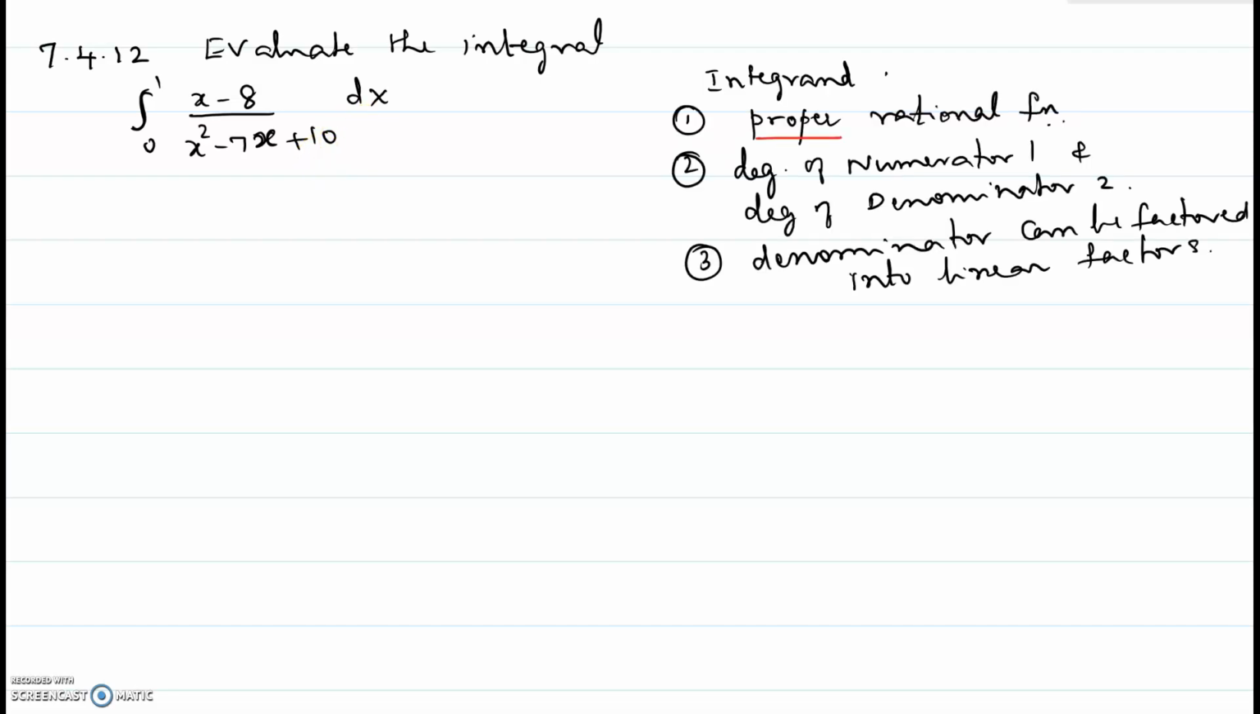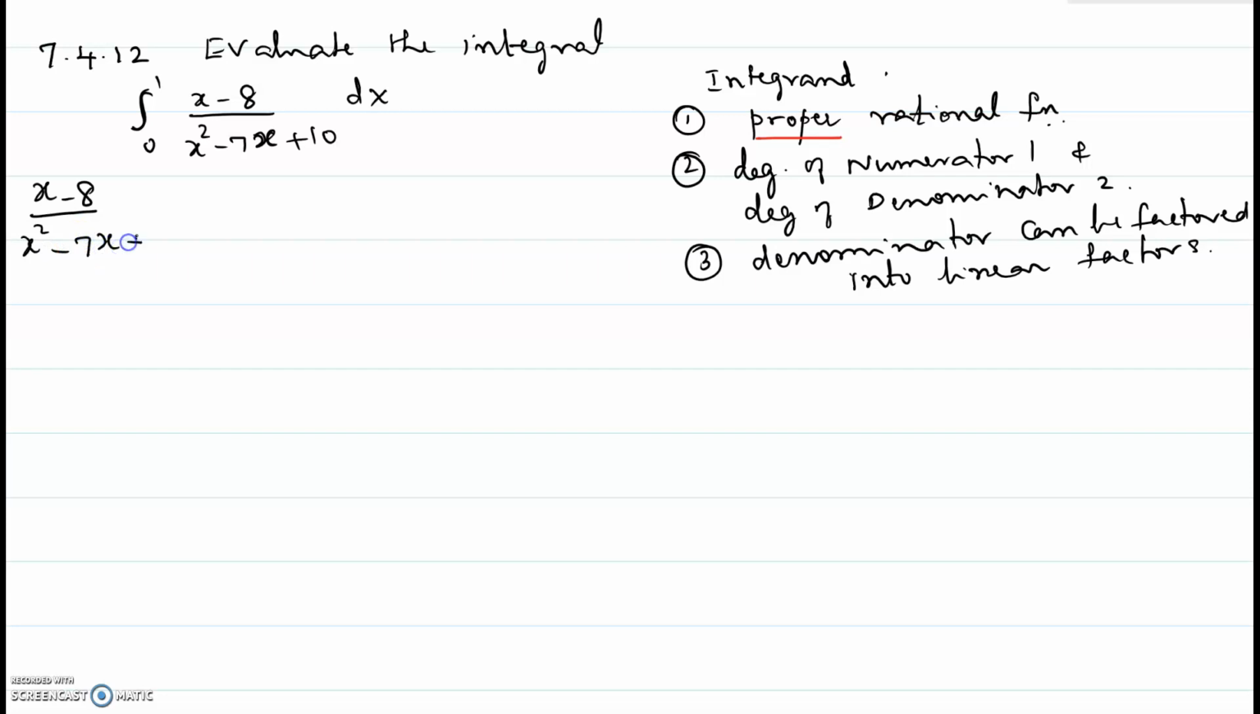In this integrand, we notice the following. The integrand is a proper rational function, which means the degree of the numerator is smaller than the degree of the denominator, and the denominator can be factored into linear factors. So we'll factor the denominator and then we will resolve this into partial fractions.